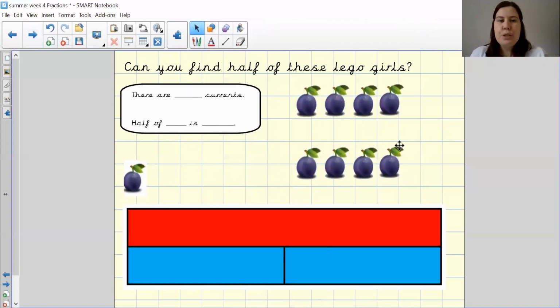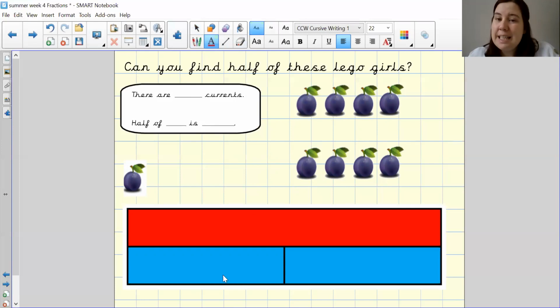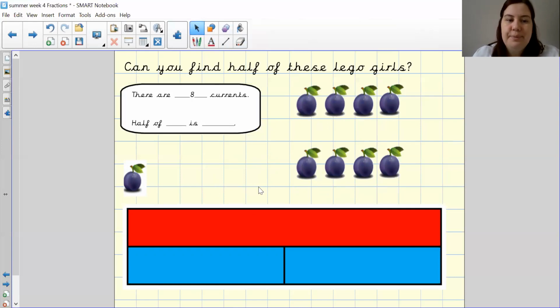Now I would like you to solve this one by yourselves, please. So pause the video now, and then I will go through how you would solve it. Well done, welcome back, guys. So what was the first thing we needed to do? Fantastic, we needed to count them all together. 1, 2, 3, 4, 5, 6, 7, 8. So there are 8 currants.